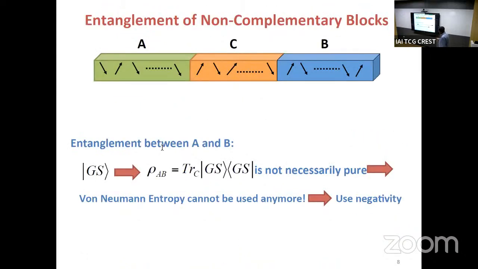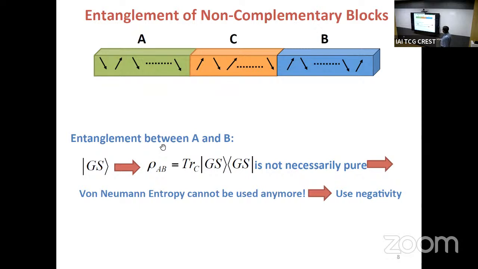So, the entanglement of non-complementary blocks. Non-complementary means that we want entanglement between, say, blocks A and B, and C is a part which does not belong to either block, which means naturally systems A and B are in a mixed state. They are not in a pure quantum state. They are not in a ket, they are in a density matrix. And we cannot use the very popular measure, von Neumann entropy.